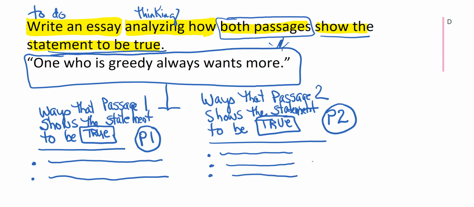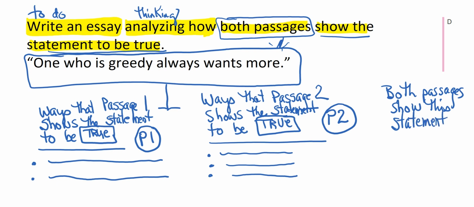Because what you've got to say is, in your introduction, you're going to be saying something like, both passages show this statement to be true. And you've got to tell people how both passages show this statement to be true. So you've got to have examples that they both do show it. Okay? And that's how I think I would set that one up. That one's an easy setup. Very easy setup, I think, anyway.